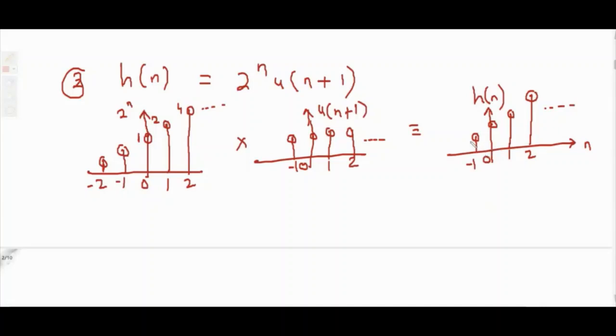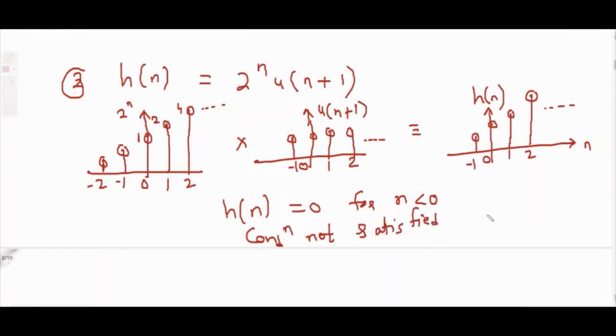Then for negative value of n, the signal is present. For negative value of n, that means for minus 1, the signal has value, because of u of n plus 1, n plus 1 is present at minus 1. So after multiplication also, we will have a signal at minus 1. So for negative value of n, the signal is present. That means our condition is that h of n should be 0 for n less than 0. Then it is causal. So this condition is not satisfied. Therefore, the answer is non-causal.